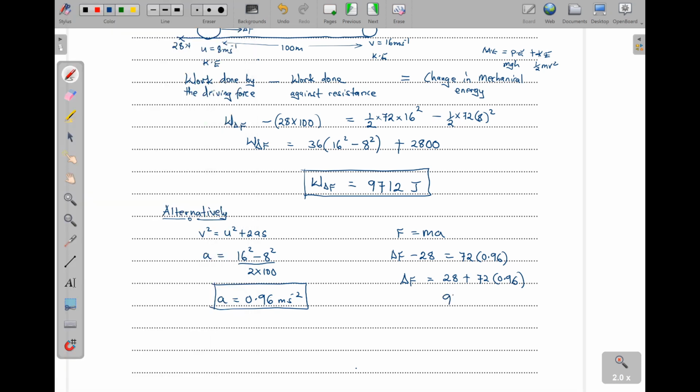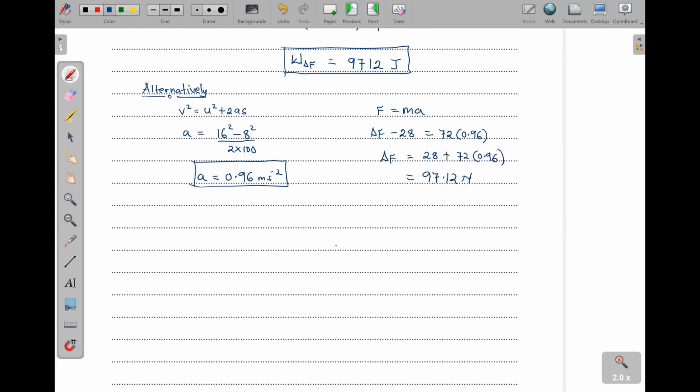9712 newtons. That is the driving force. Then work done by this driving force.